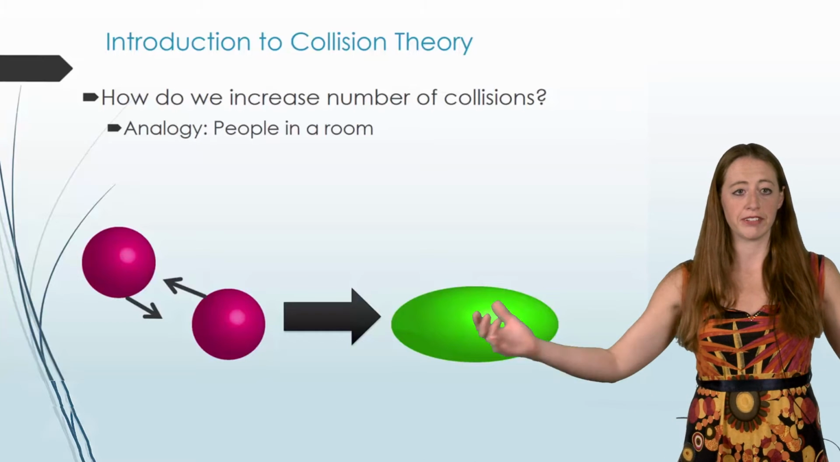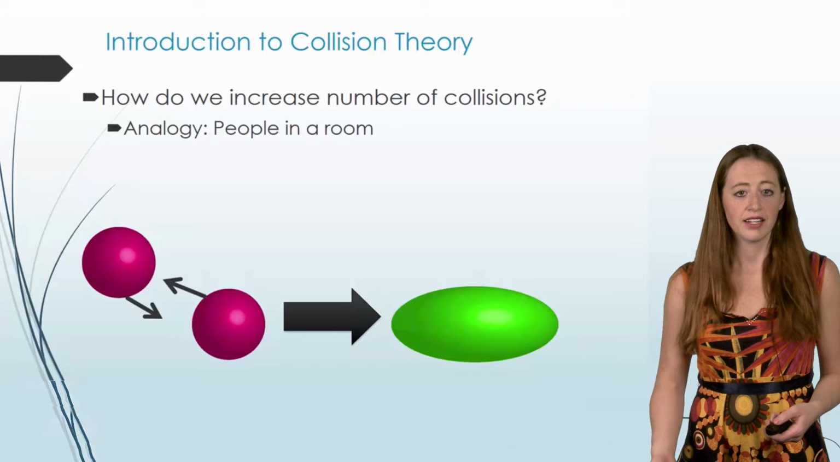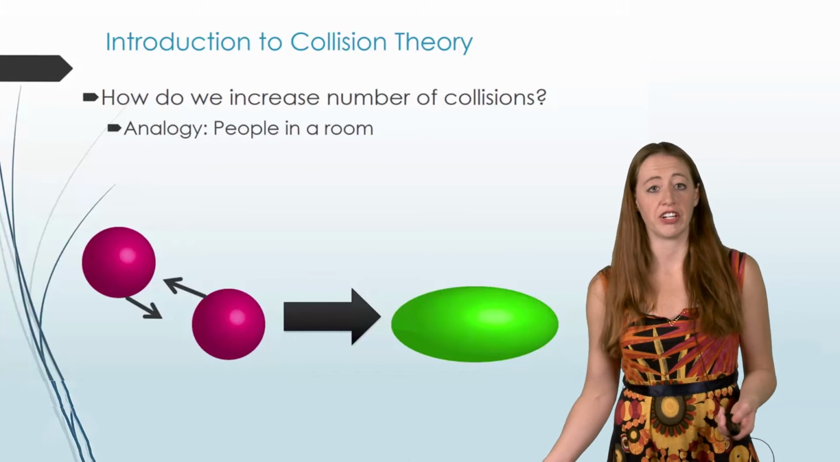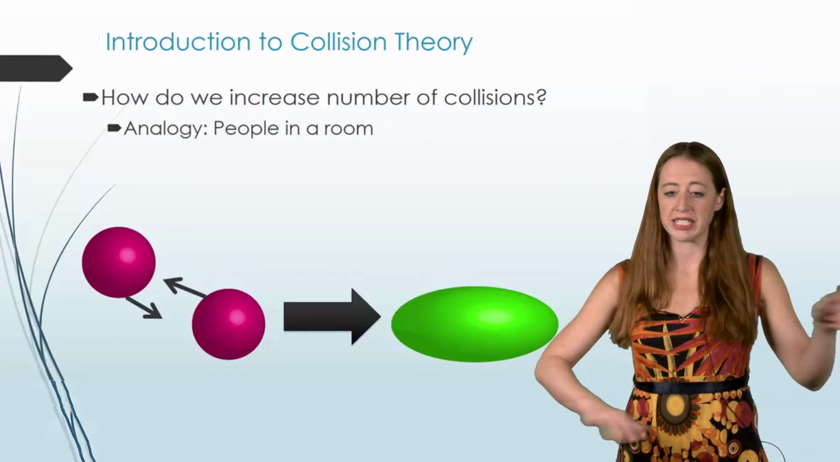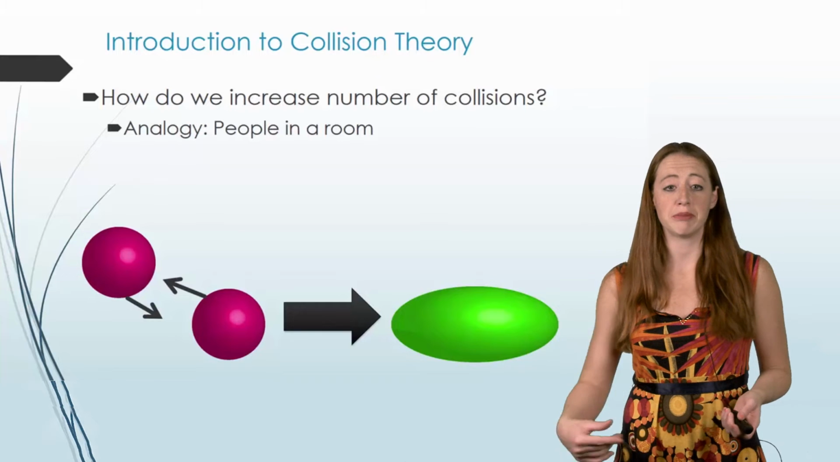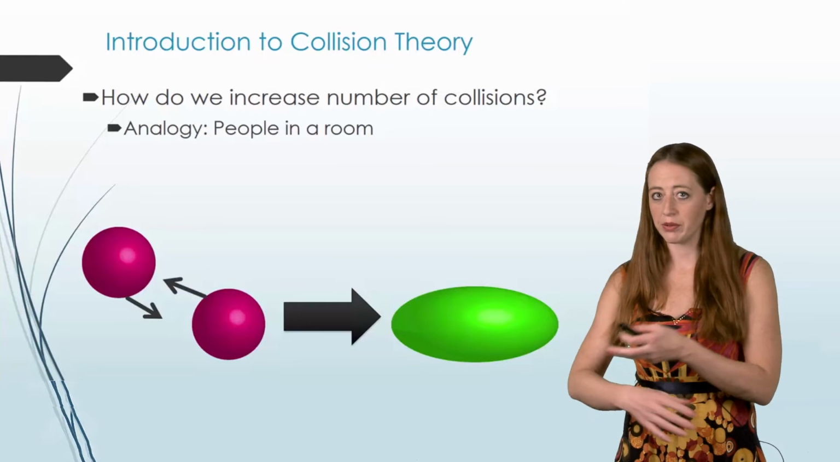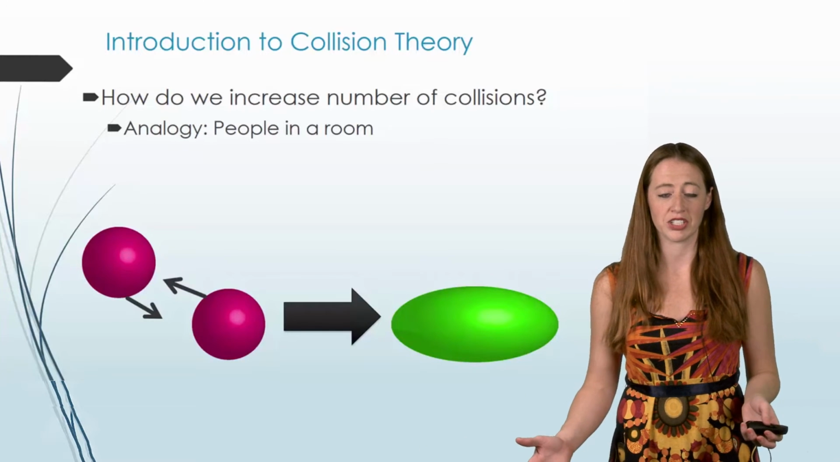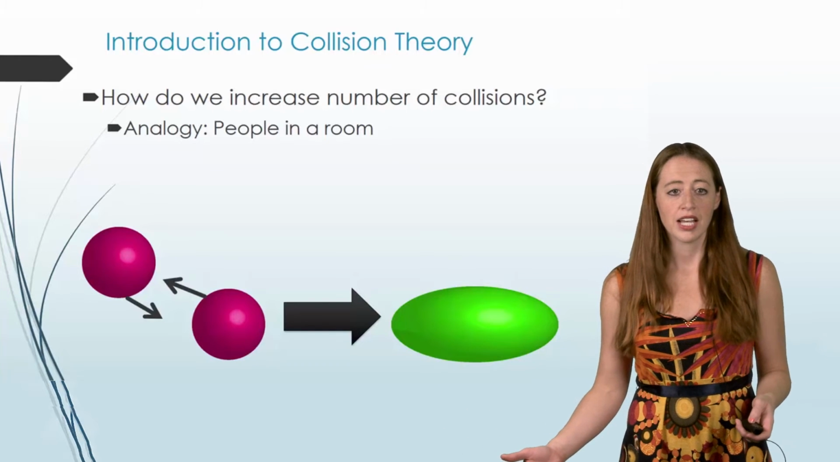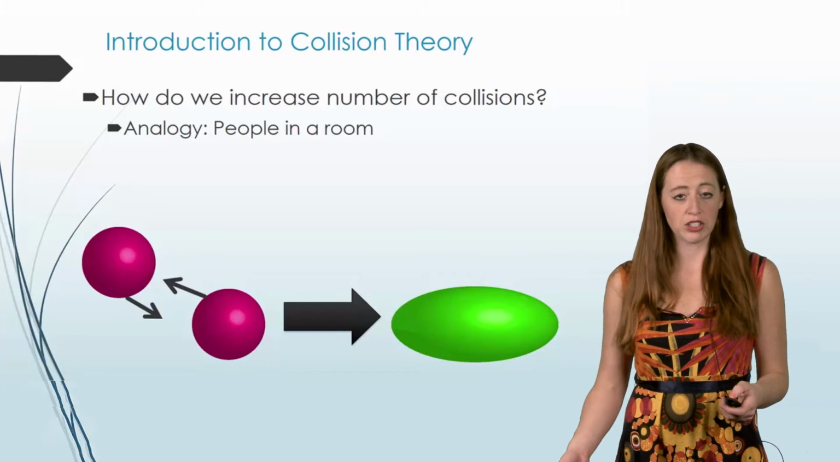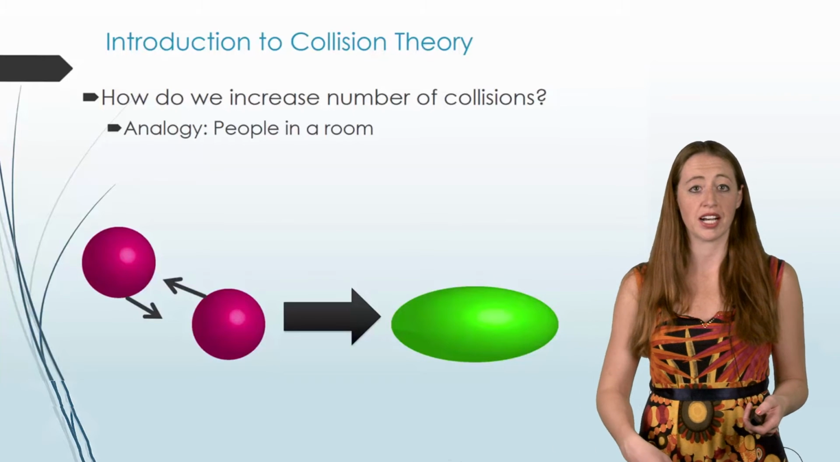If you have two people in a very large lecture hall, let's say, they're not going to collide into each other very often. But if we put 300 people in an empty lecture hall and we tell them to walk around, now they're going to be colliding all over the place. And if we throw 700 people in a lecture hall and we allow them to walk around, it's going to be constant collisions. And so this is a good analogy for looking at what happens as we change concentration.